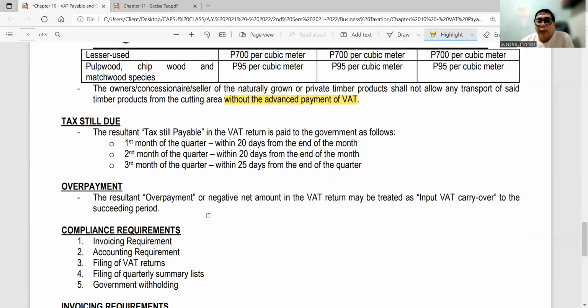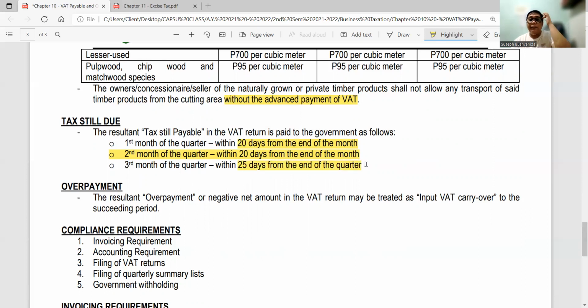So what will be the deadlines? It's very important, the deadlines of the VAT. Please take note that the form used is 2550M for monthly and 2550Q for the quarterly. The tax still payable in the VAT return shall be paid to the BIR as follows: first month, 20 days from the end of the month. Second month, also 20 days from the end of the month. And for the quarter, the third month of the quarter, within 25 days from the end of the quarter.